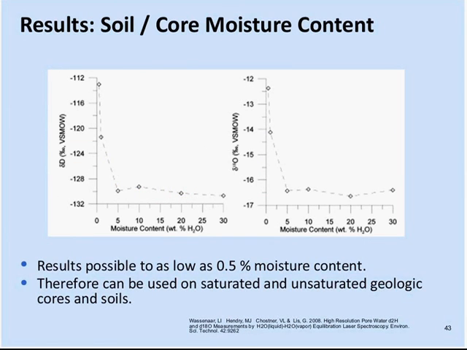Here's another fascinating part of it, is that we can go to extremely low moisture contents. Now, this has been updated since this was published. This is from 2008, and we're showing the moisture content on the bottom axis for both O18 and deuterium. This shows that below about 5%, the results start to strongly deviate from the known value. We've since improved this and can get good results to as low as 0.5% moisture content. So this means literally dry sandy materials, dry soils. And so this method can also be used on unsaturated geologic cores with great success.